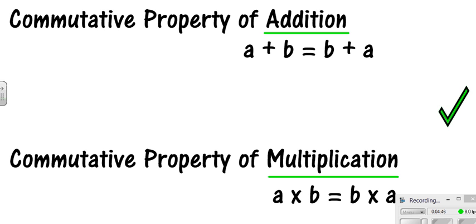So start with what's known as the commutative property. And in particular, we're going to start with addition. As we look at the commutative property of addition, we're seeing that when we take A plus B, it's going to equal B plus A.